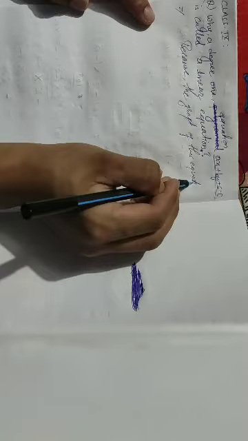Because the graph of this equation will be a straight line. Okay, so that is why it is called linear. So straight means linear, right? So that is why it is called a linear equation.